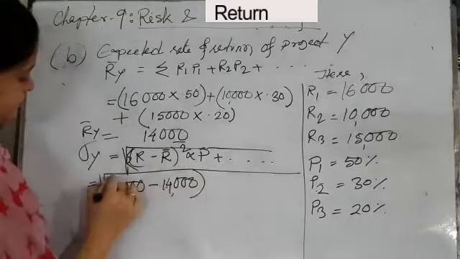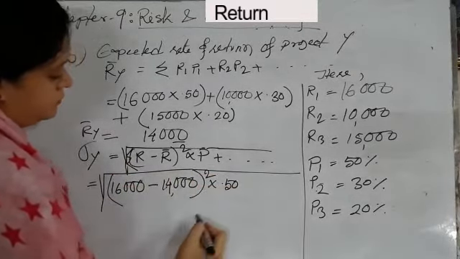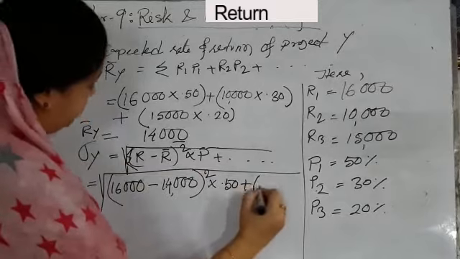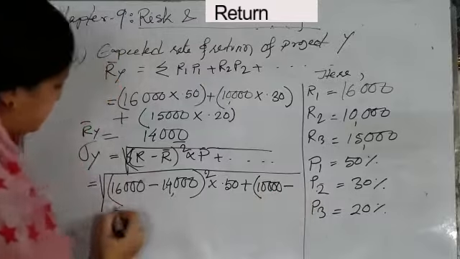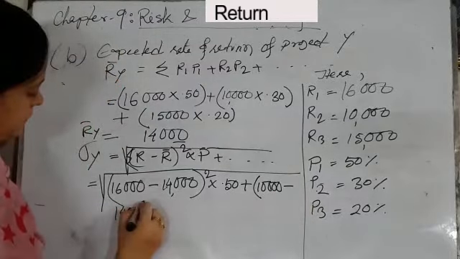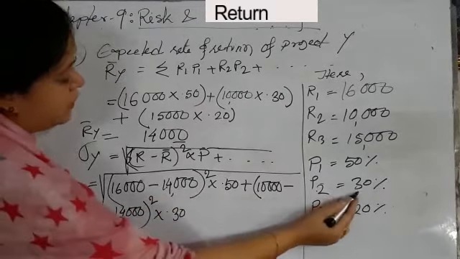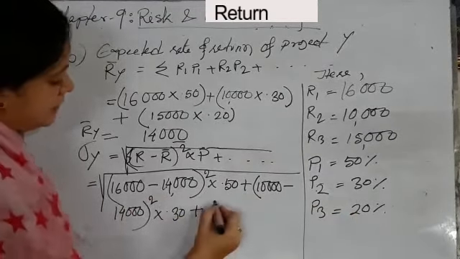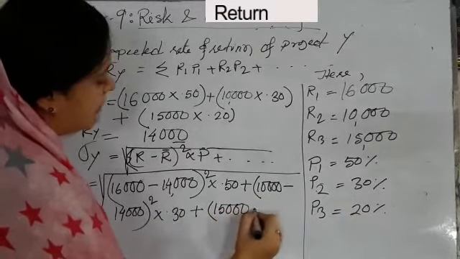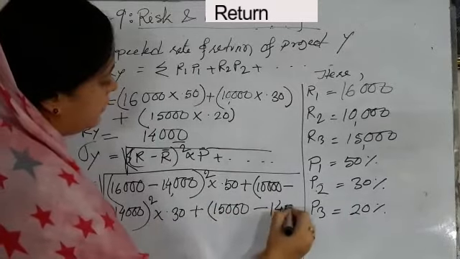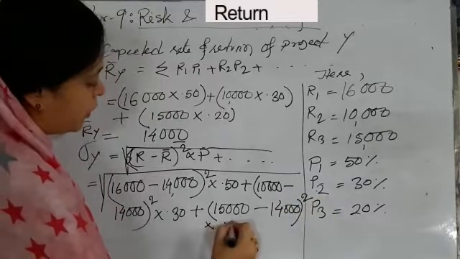square multiply 0.50 plus 10,000 minus 14,000, same, square multiply 0.30 from here, and plus again 15,000 minus 14,000 whole square multiply 0.20.